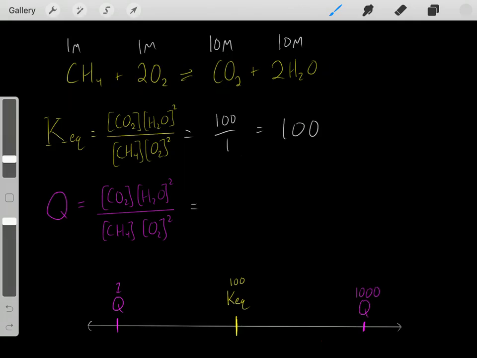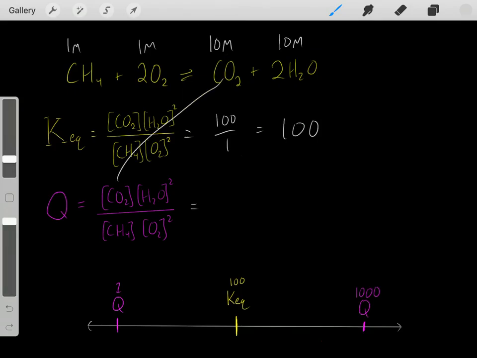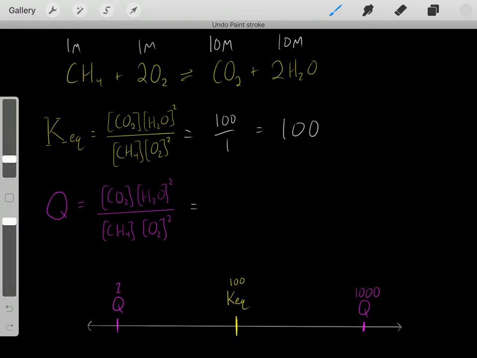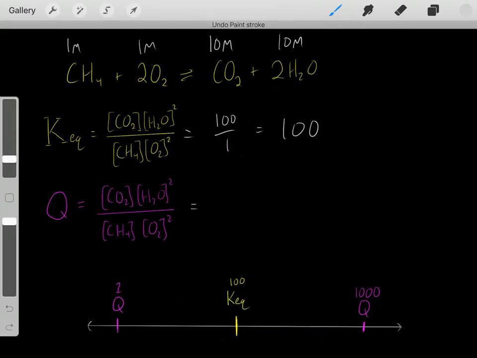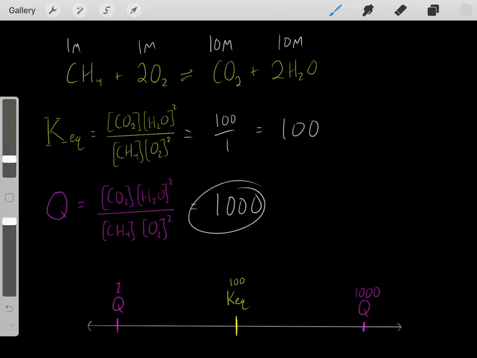Based on these current prevailing conditions, we plug them into this equation, and then we'll get our reaction quotient. If you plug in this 10 molar here and this 10 molar here and square that, and then divide by this 1 molar divided by this 1 molar squared, you would get a reaction quotient of 1,000.